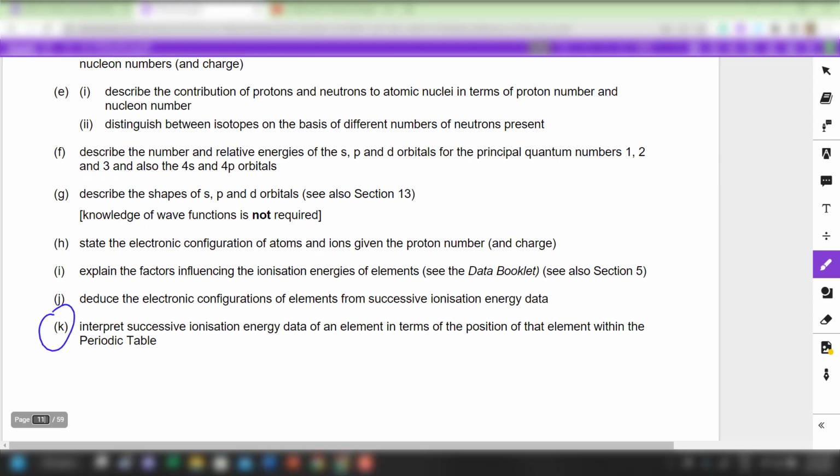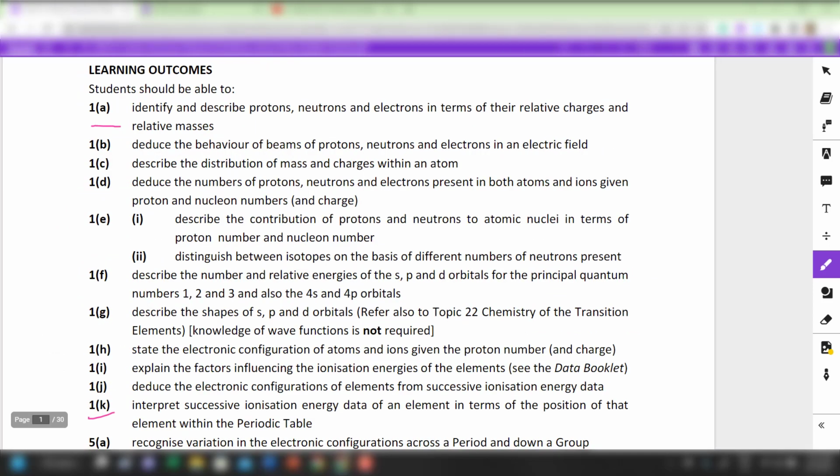What is the advantage of having the learning outcomes on the cover page? It allows you to review them when you are doing your revisions. For example, before you read through your lecture notes, you might want to ask yourself, let me look at learning outcome 1A. Am I able to identify and describe protons, neutrons, electrons in terms of their relative charges and relative masses? This is the thing you need to know in your curriculum.